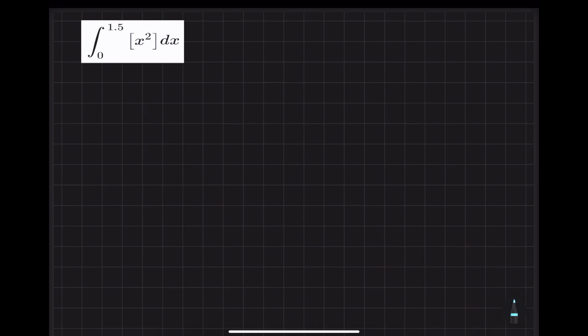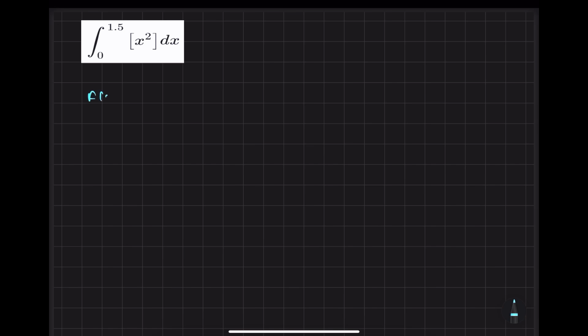Okay, so we've got this situation to handle. You have to find the definite integral from 0 to 1.5 of floor of x squared. You know that we don't have any direct formula to solve these kinds of situations. So what we will do is break down this floor x function into piecewise parts, and then respond accordingly.